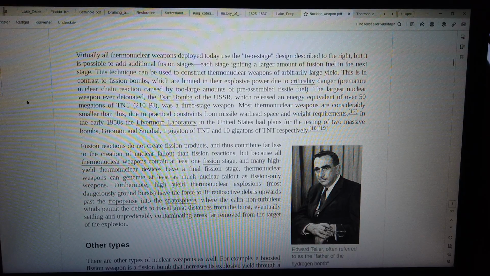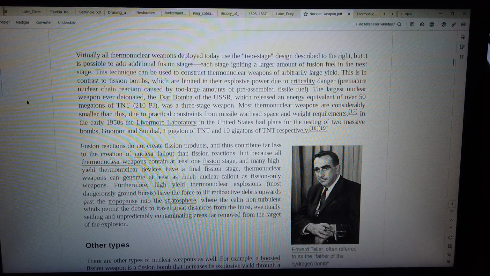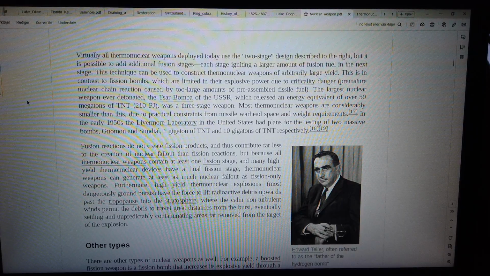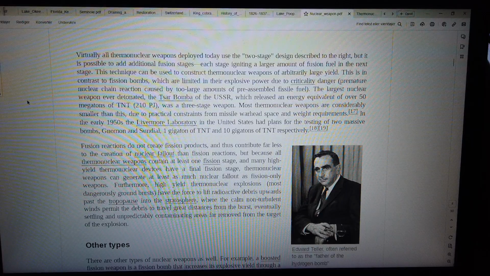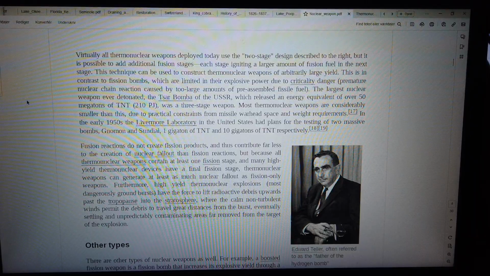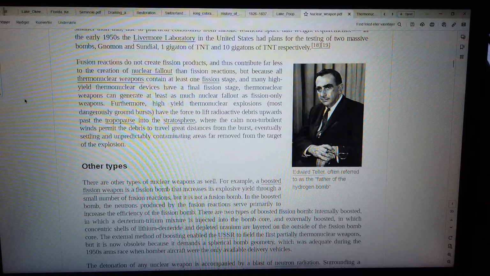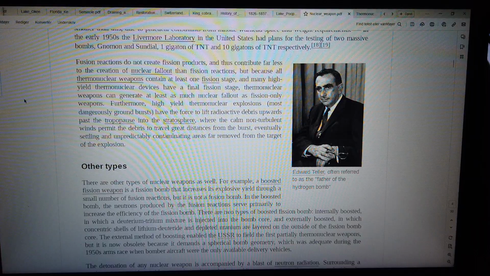This is in contrast to fission bombs, which are limited in their explosive power due to criticality danger, premature nuclear chain reaction caused by too large amounts of pre-assembled fissile fuel. The largest nuclear weapon ever detonated, the Tsar Bomba of the USSR, which released an energy equivalent of over 50 megatons of TNT, 210 PJ, was a three-stage weapon. Most thermonuclear weapons are considered lighter than this, due to practical constraints from missile warhead space and weight requirements.